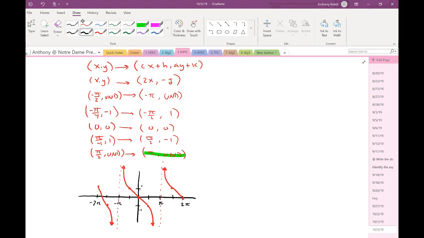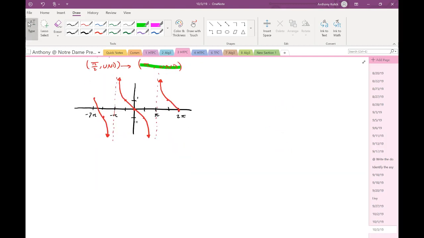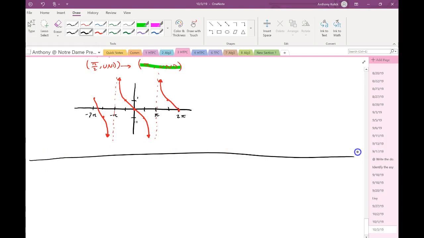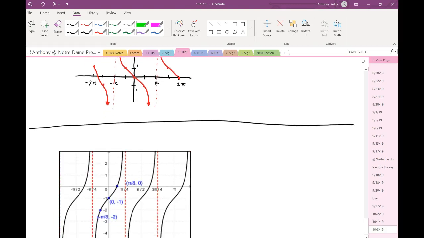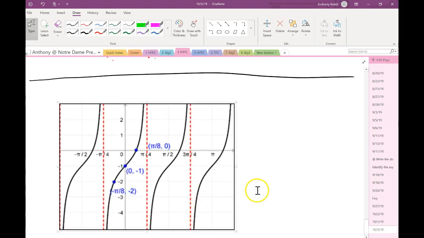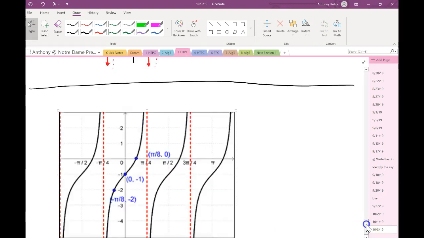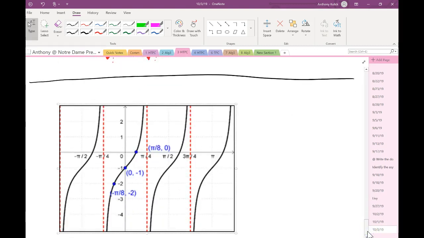All right. One more kind of problem we should talk about here. And that's being able to go from a graph of a tangent function to an equation. So let's say we have this one.